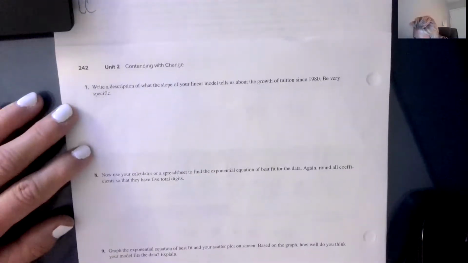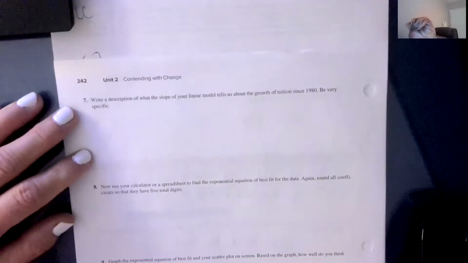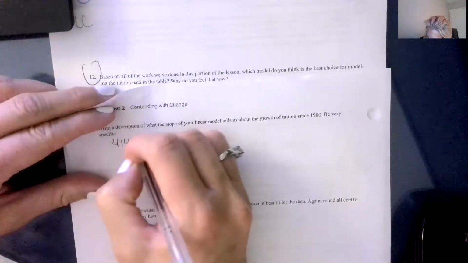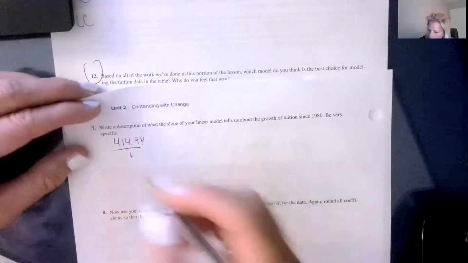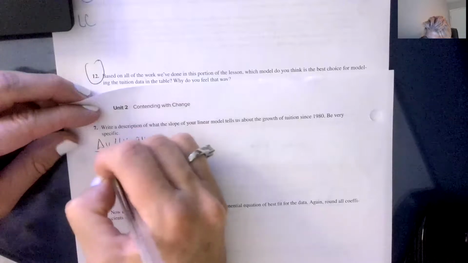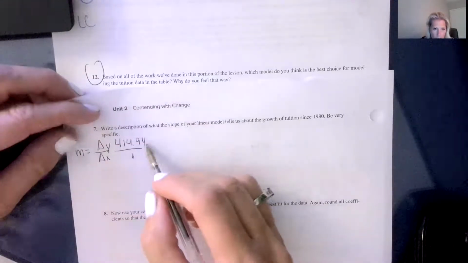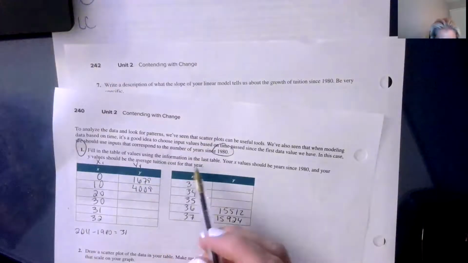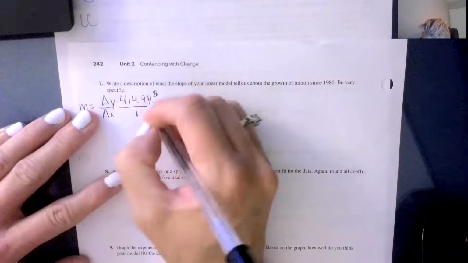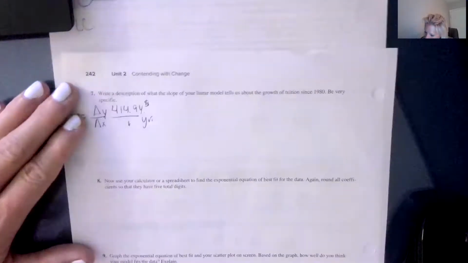Number 7 says, write a description of what the slope of your linear model tells you about the growth of tuition since 1980. Be very specific. So we have really been practicing this on the worksheets. So my slope is 414.94. And remember, it's over 1. In my units, it's delta y over delta x, right? That's my slope. And so my units on my y's are right here. The cost, right? So dollars and years. So this is dollars and years.